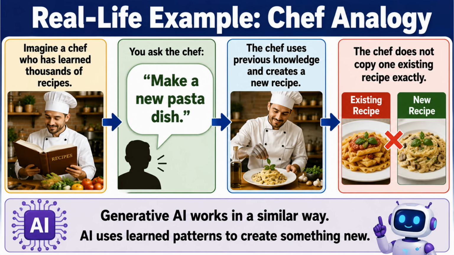Now we will see a real life example. Chef analogy. Imagine a chef who has learned thousands of recipes. You ask the chef, make a new pasta dish. The chef uses previous knowledge and creates a new recipe. The chef does not copy one existing recipe exactly. Generative AI works in a similar way. AI uses learned patterns to create something new.